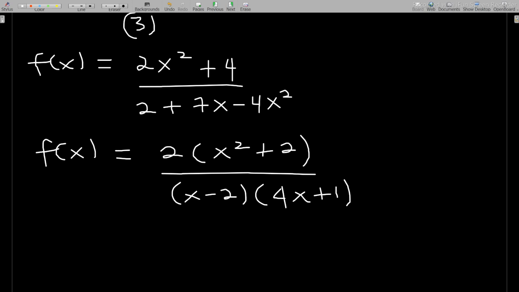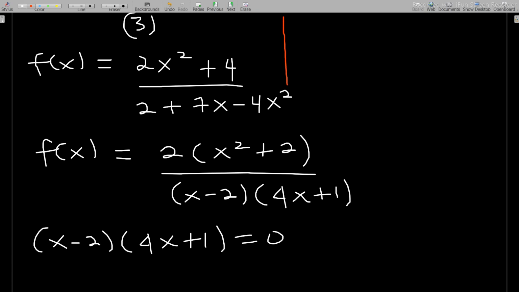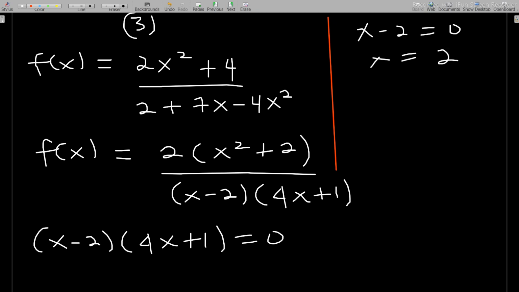You can do this, like I said, on your own, how to factorize quadratic functions. Now you can see that there is no term that can cancel out, so all I do is just equate the denominator to 0. So with the first part we have x minus 2 equals 0 and x equals 2.